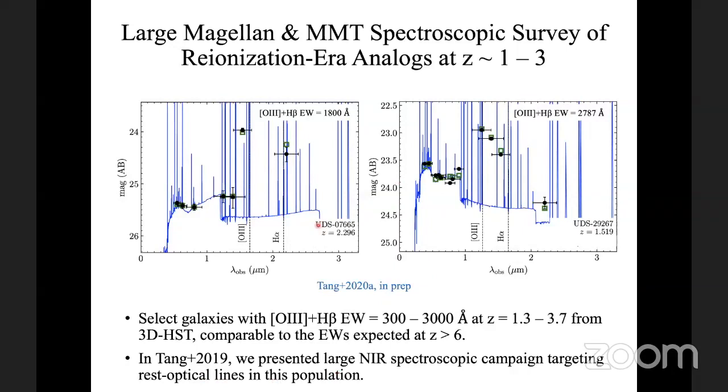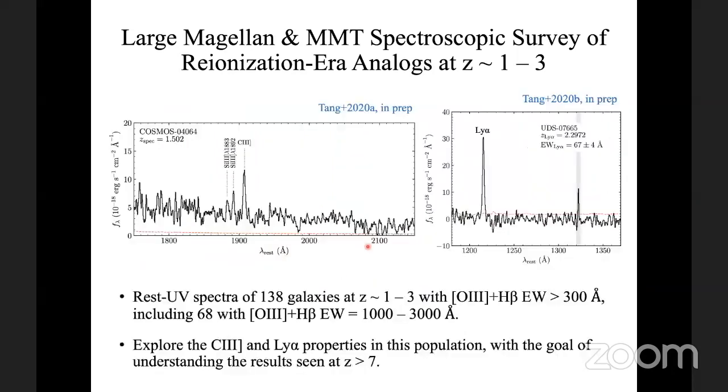We use an optical instrument to target the rest-frame UV lines for this population. We obtained rest-frame UV spectra for 100 galaxies at redshift 1 to 3 with large optical line equivalent width, including 68 of them with [OIII] plus H-beta equivalent width larger than 1,000 angstrom. Our goal is to explore the carbon-III] and Lyman-alpha properties in this population, and we will use our analogs as a baseline to understand the results we see at redshift larger than 6 and 7.